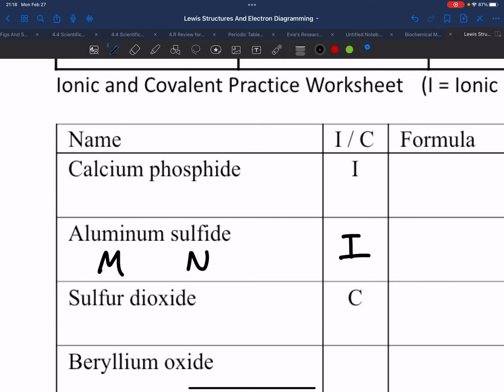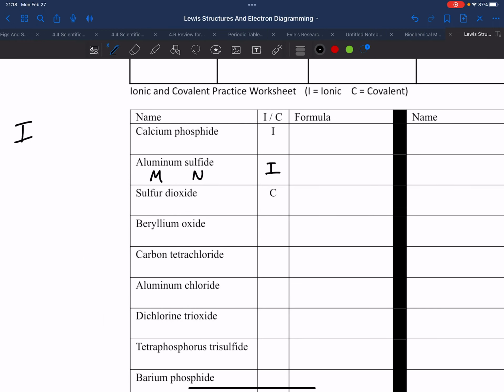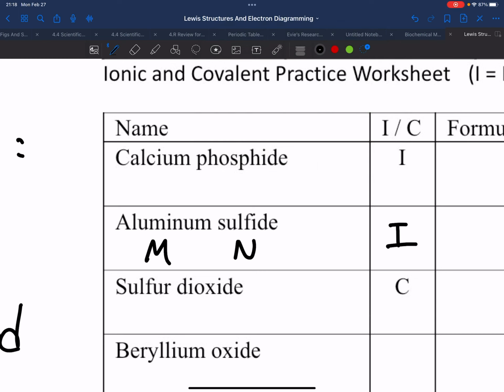Now, one thing that you need to do for every single one of the ionic compounds here, ionics always need to have the crisscross method done. We must do the crisscross method. And so for that, we'll just do these first couple examples together, and then I'll let you do the rest of them on your own. I'll be sharing an answer key on this with you so that you know if you've done it correctly or not. All right, so calcium phosphide.